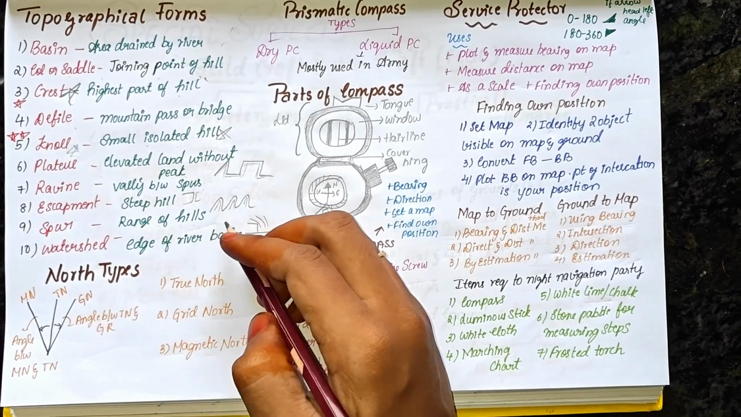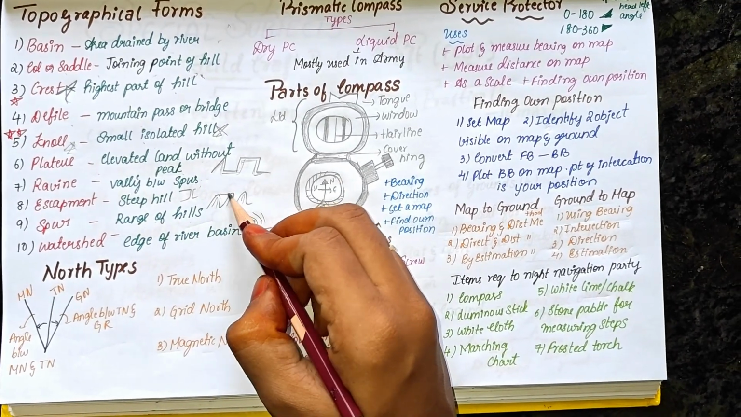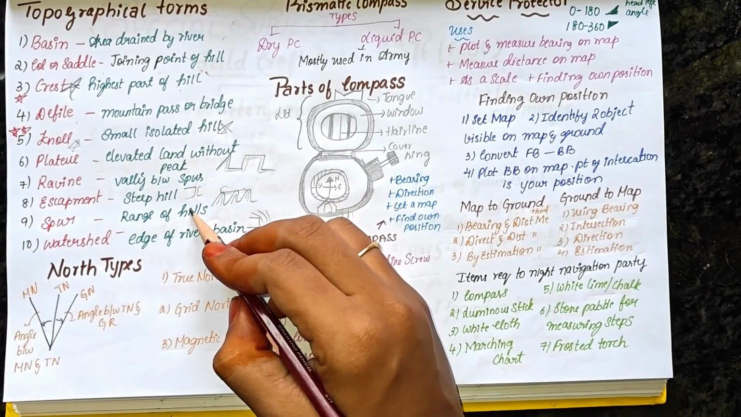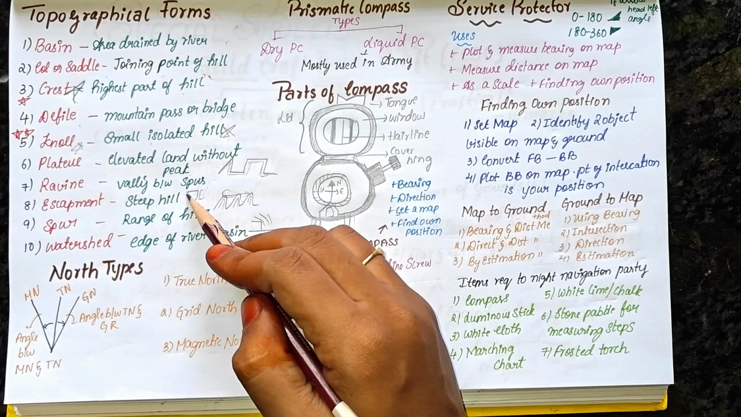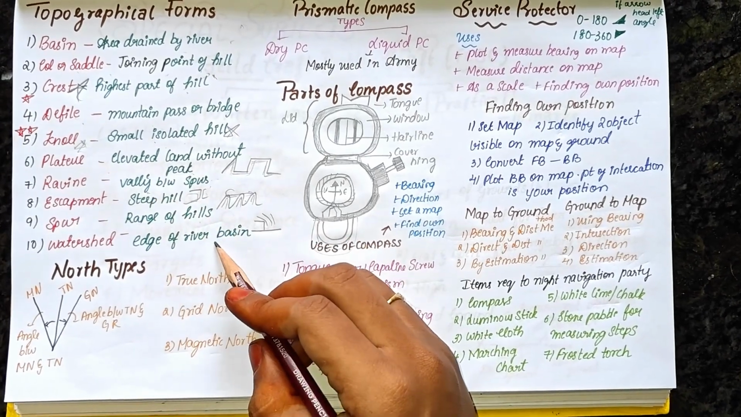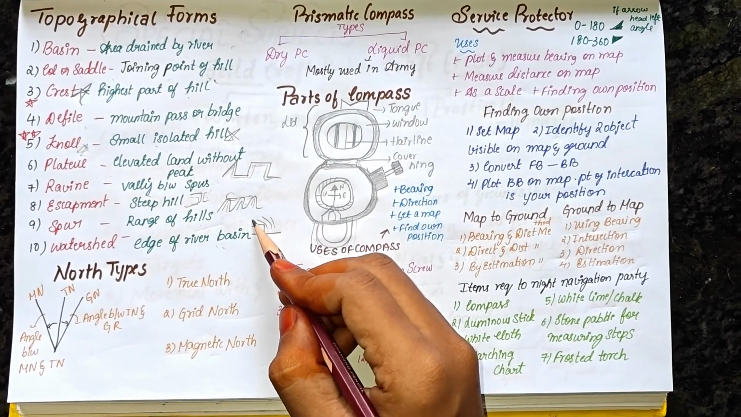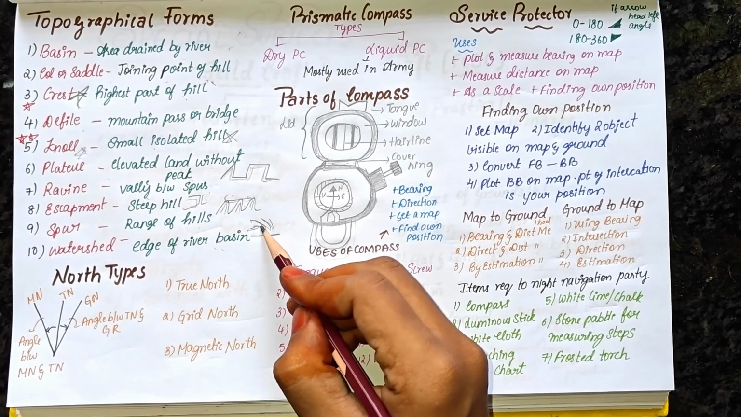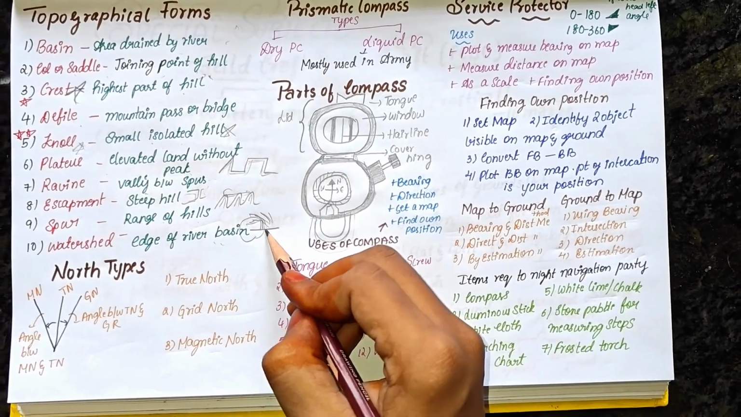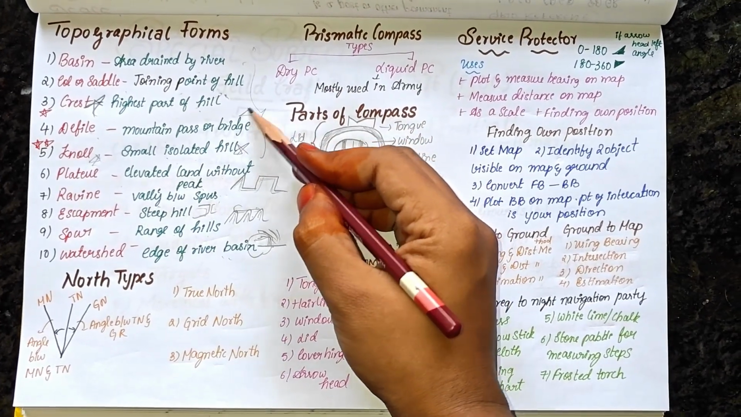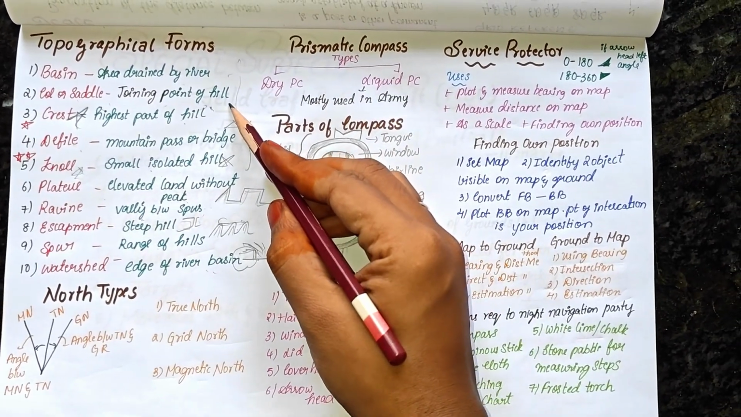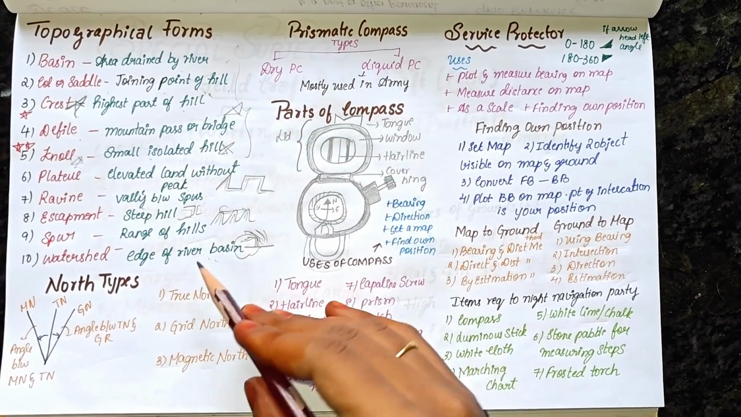The range of hills is known as a range, from here to here. A steep hill is known as an escarpment. Watershed is the edge of the river basin. So when the river basin is like this, there will be an edge, and it is known as a watershed. I have only written some important topographical forms. There are some more topographical forms present.